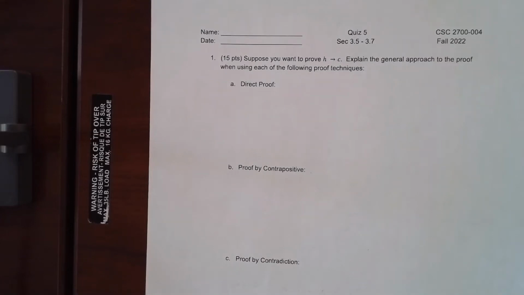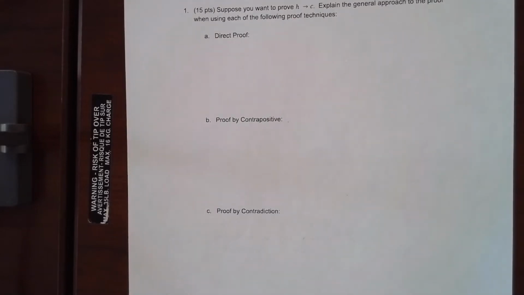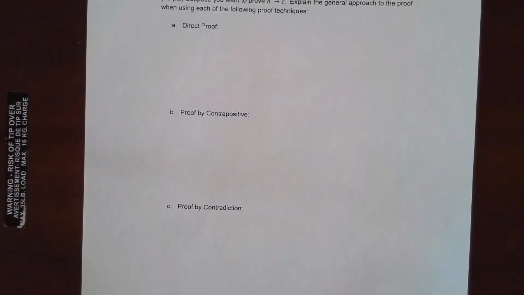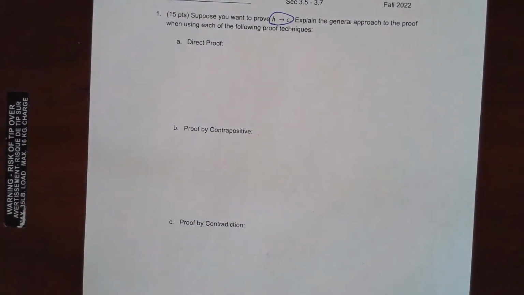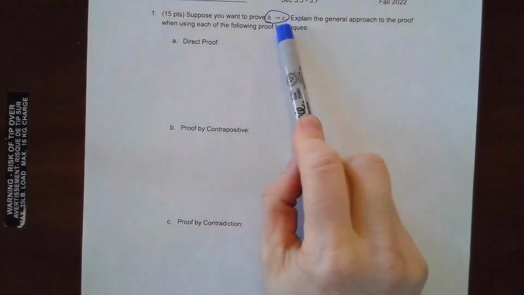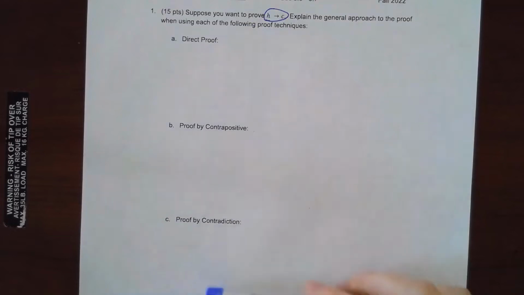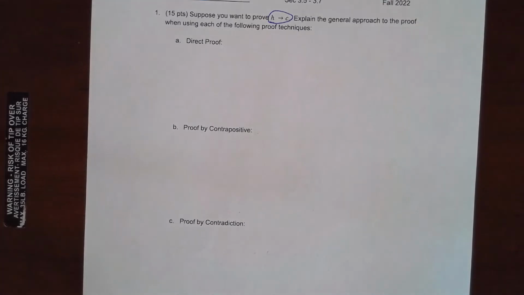The first thing that I want to do is look at these, because it wasn't completely clear that you really knew deep down the difference between all of these. So one thing that I want to point out is that every single one of these is used to prove H implies C. When you're done with a direct proof, you've proved H implies C. When you're done with a proof by contrapositive, you've proved H implies C. When you're done with a proof by contradiction, you've proved H implies C. All three of these are proving the same thing, okay?